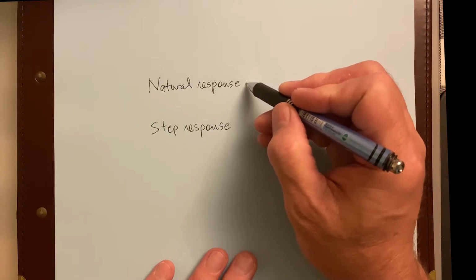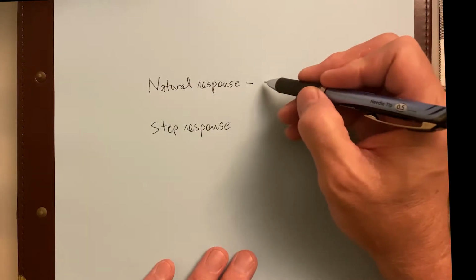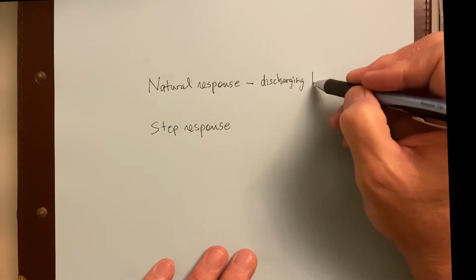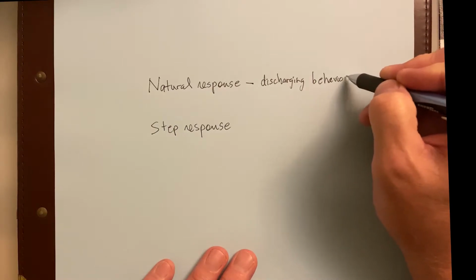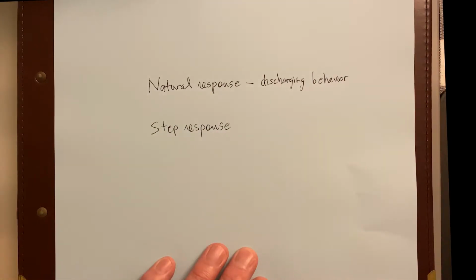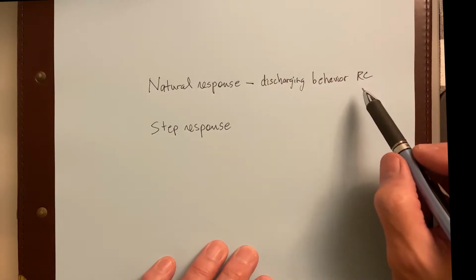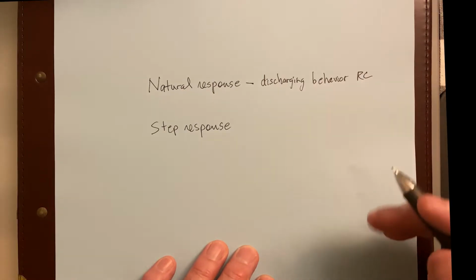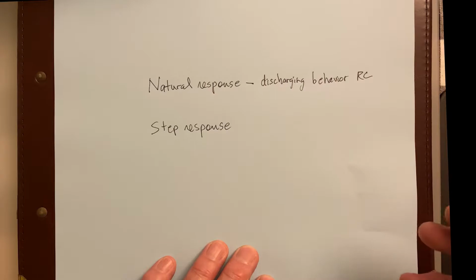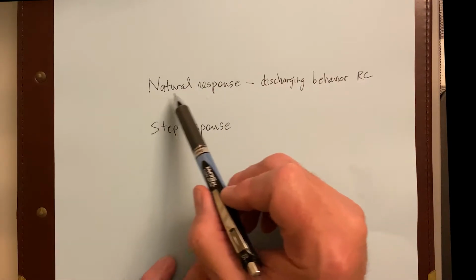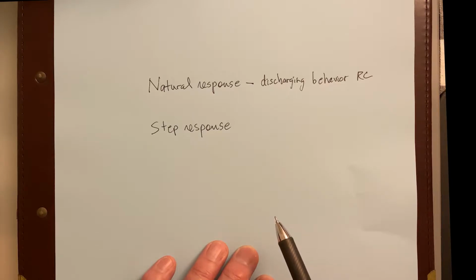So a natural response for a capacitor would be discharging behavior. So the discharging behavior would be the natural response for an RC circuit. So if I'm going to combine a resistor and capacitor together in a circuit, the capacitor, let's say, already has some charge on it before I flip the switch and this circuit starts doing whatever this circuit does. Then as it discharges, we're going to call that the natural response. Okay, it's just the natural response of a discharging capacitor.